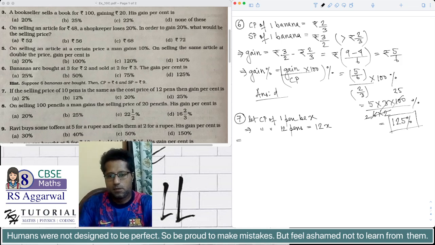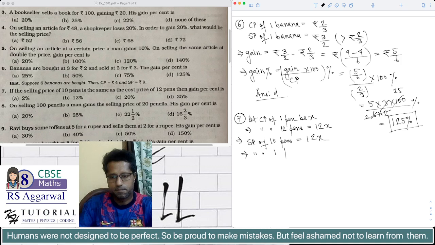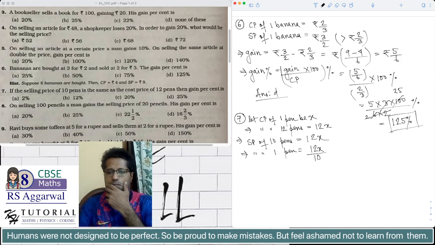So it is given that the selling price of 10 pens is the same as the cost price of 12 pens. So this implies the selling price of 10 pens will be equal to 12x. So the selling price of 1 pen is equal to 12x by 10, which after simplification is 6x by 5.